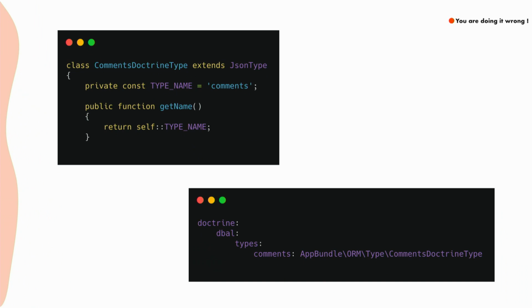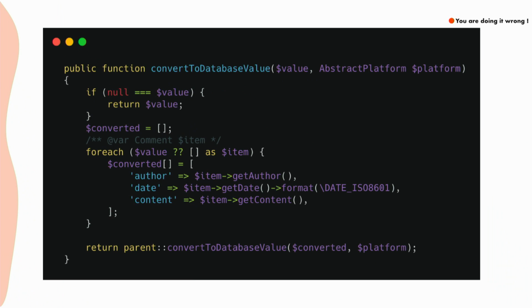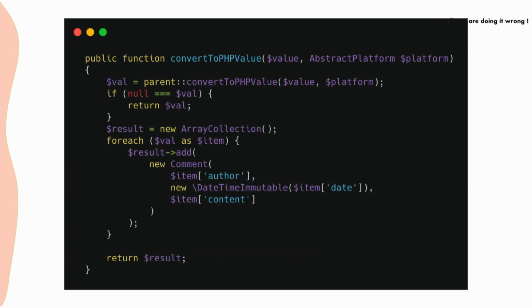In order for it to work, we only need to implement two methods. The first method is convert to database value. So we will just iterate over these comment value objects and turn them into an array that is then stored as JSON inside the database. And the other way around is convert to PHP value. We get this JSON, we get the array out of this JSON, and we create those value objects in the custom type. And that way, after we fetch our invoice from the database, we'll have the collection of comments without any joins. Everything is waiting for us.